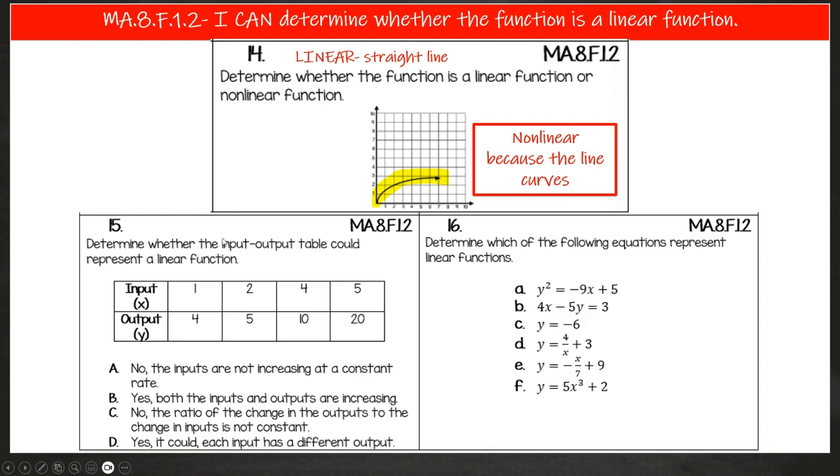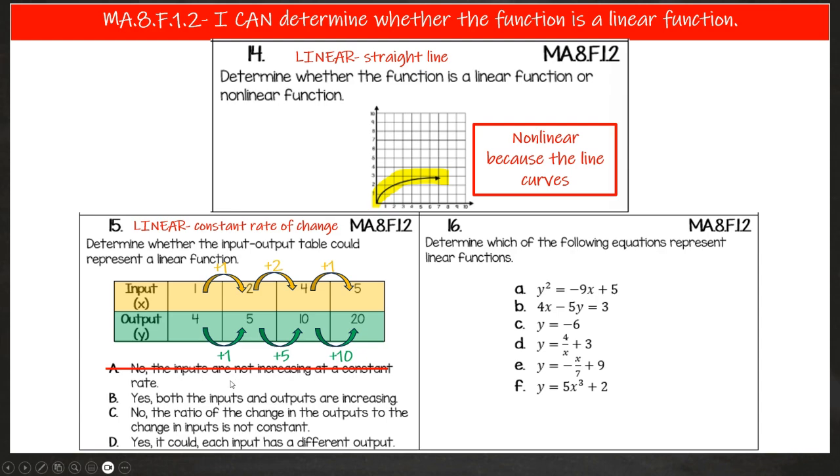Okay. Question 15. Determine whether the input-output table could represent a linear function. So we're looking at our change in y over our change in x. These are our y values, our output values. These are my input values, my x. So is this linear? We add 1, then we add 5, then we add 10 for my y values. My x values, we add 1, then we add 2, then we add 1. Well, 1 divided by 1 is 1, 5 divided by 2 is 2.5, 10 divided by 1 is 10. So no, it is not.